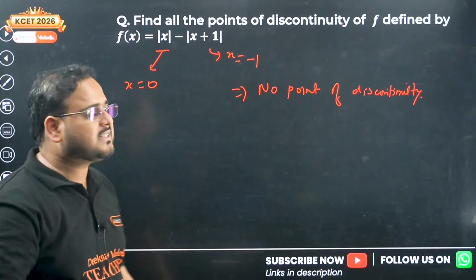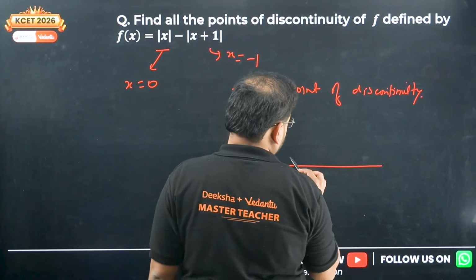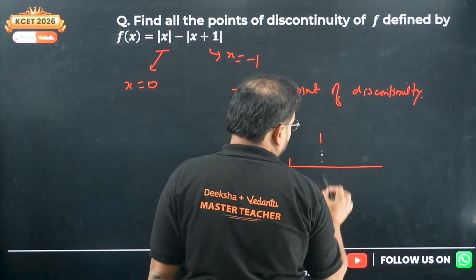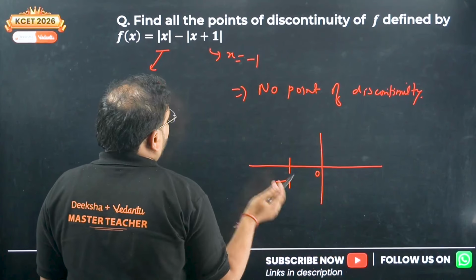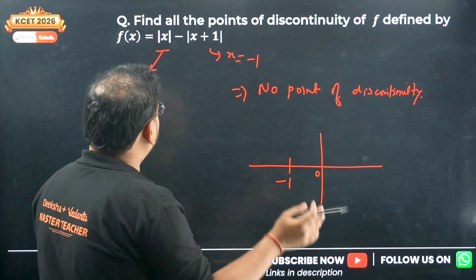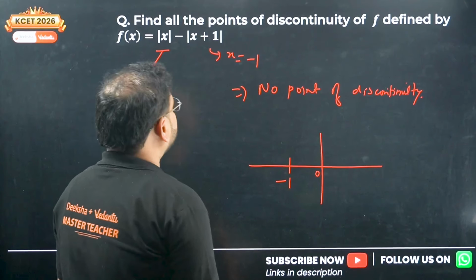We have 2 critical points. We'll have 3 cases, okay, because the number line will be like this. Minus 1 and we'll have a 0. So we'll have one part over here. If you take both positive, what will happen to this? At 0 it will become simply after 0. It is minus sign actually. So it will become simply 1, I think.